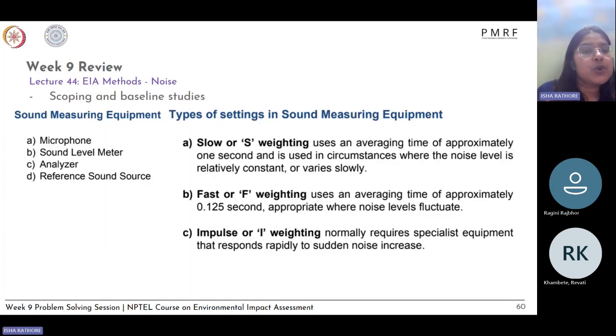Then for scoping and baseline, we discussed the scoping and baseline studies for how to do a noise assessment. So we have sound measuring equipment: microphone, sound level meter, analyzer, reference sound source, and you have different types of settings for measuring with this equipment. So these kinds of equipment can be used in your baseline studies.